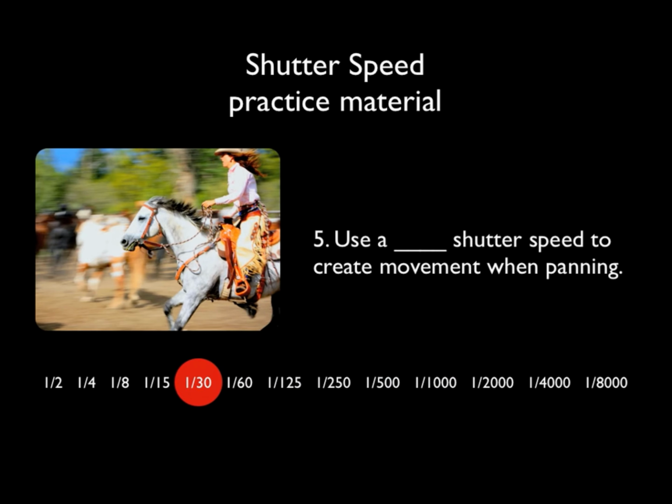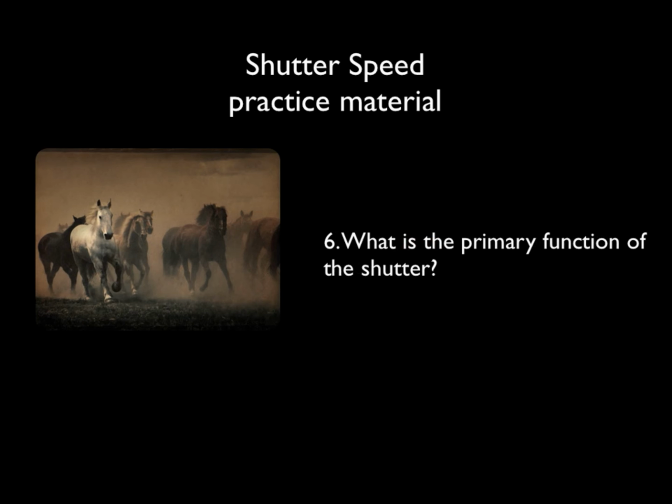Number 5. Use a slow shutter speed to create movement when panning. Number 6. What is the primary function of the shutter? To control light and movement.